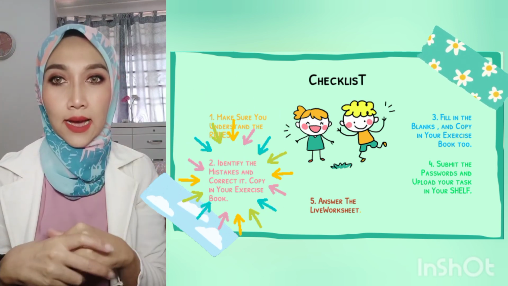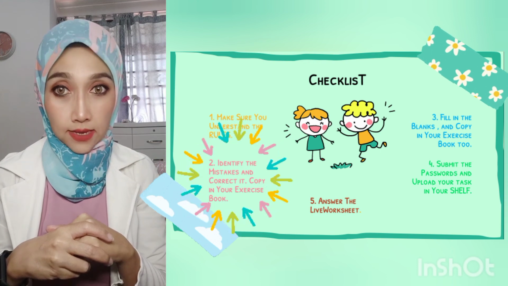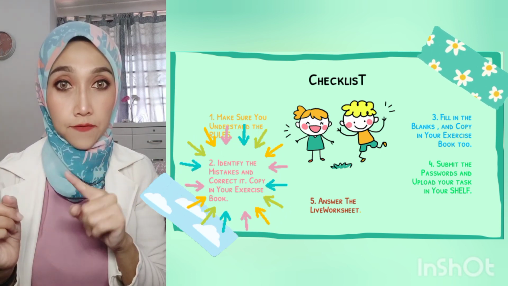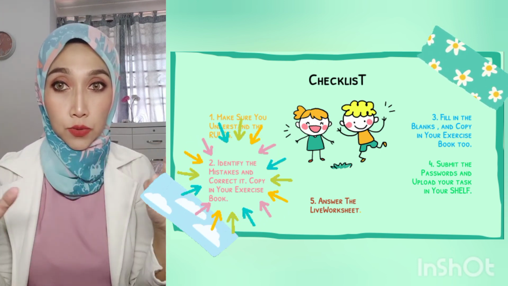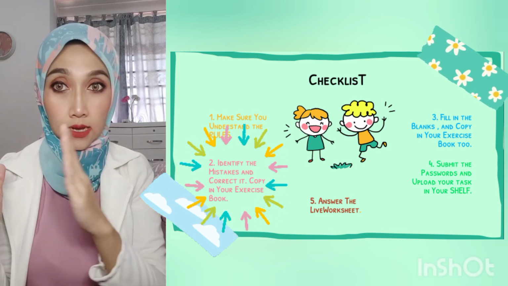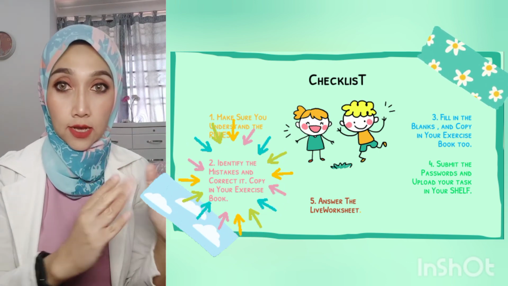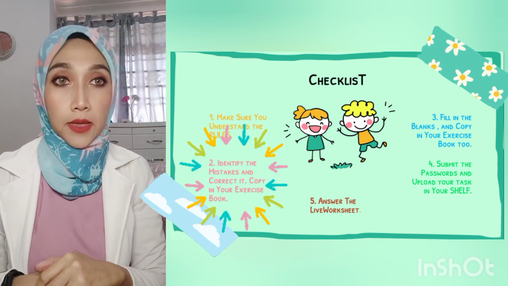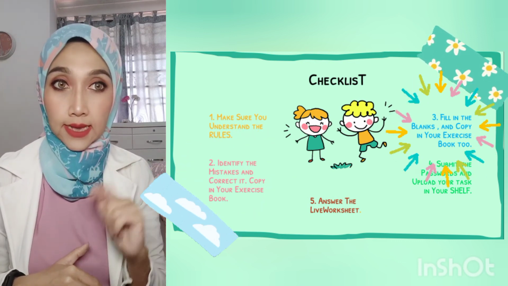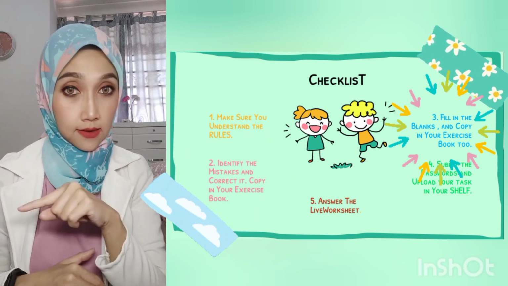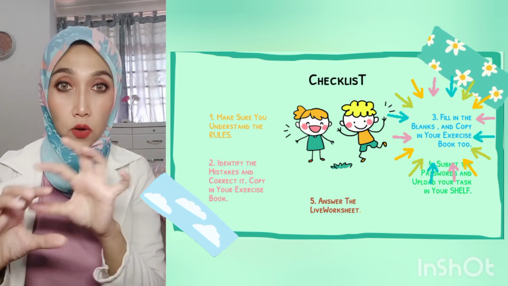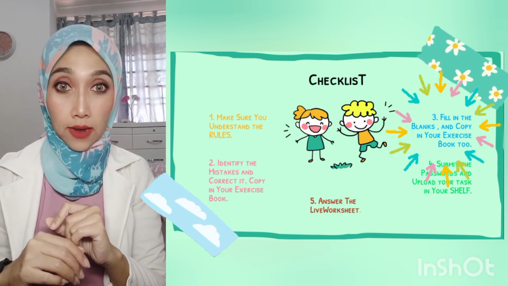Then identify the mistakes and correct them. Copy in your exercise book. This is the first exercise. You need to copy the table, the sentence, and the correction. Do it in your exercise book. And number 3, fill in the blanks and copy in your exercise book too. The one that I showed you just now, you have to copy the paragraph and fill in the blanks with the correct verbs.